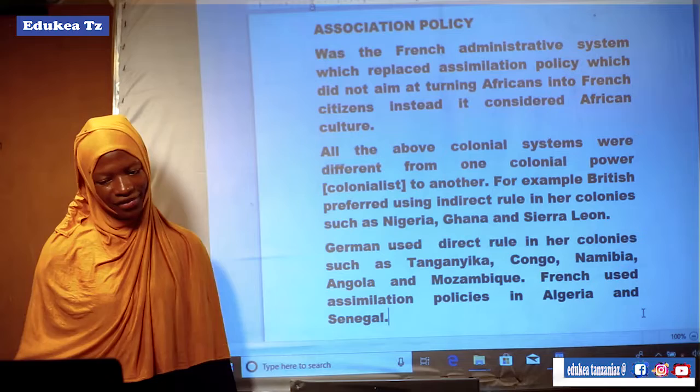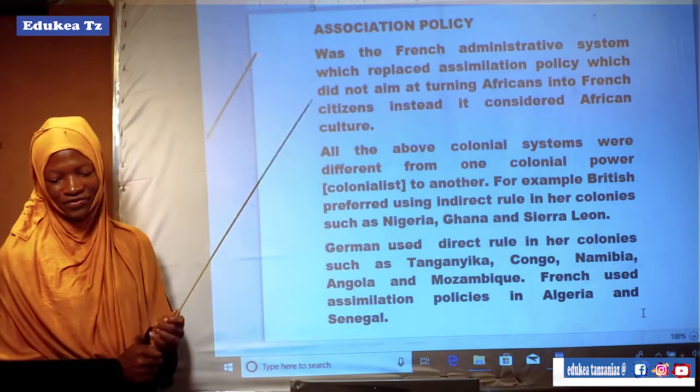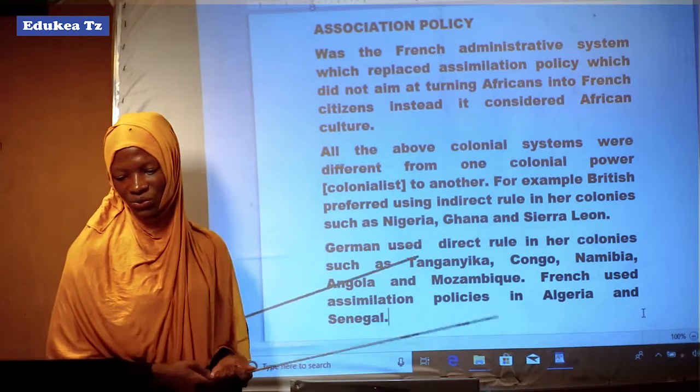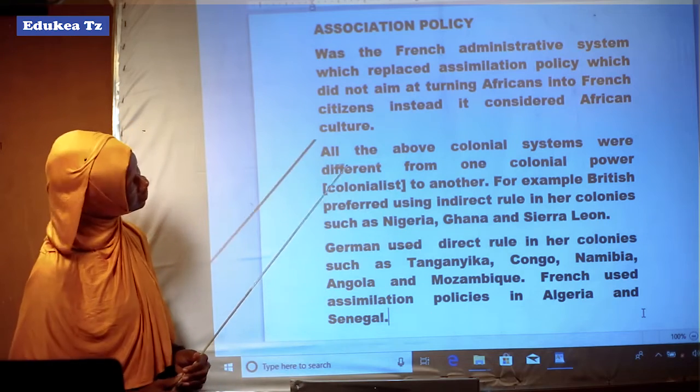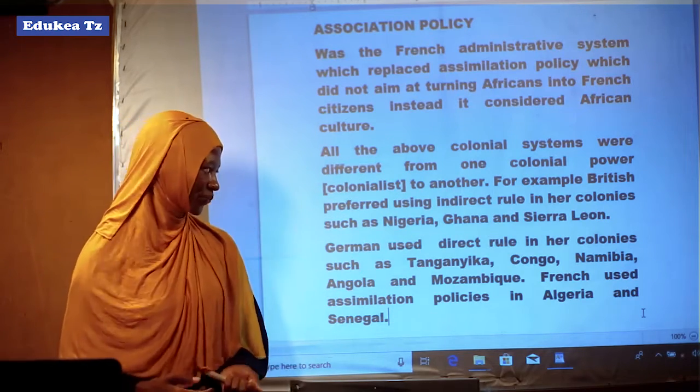Therefore, the above colonial systems differed from one colonial power to another, as I said before.